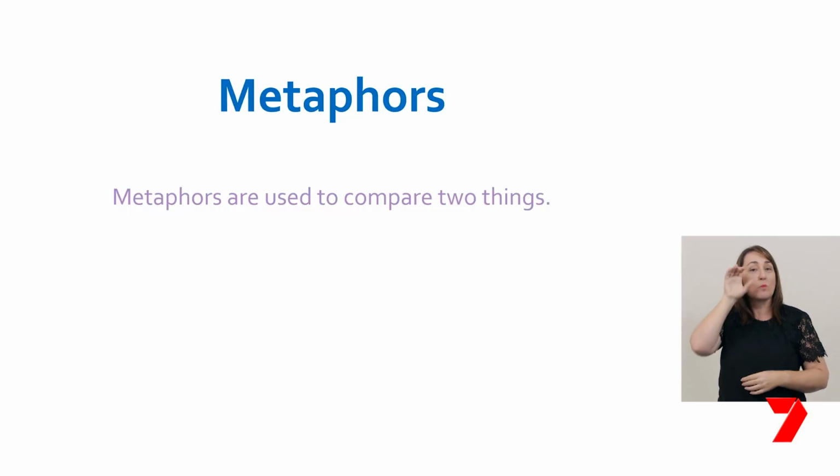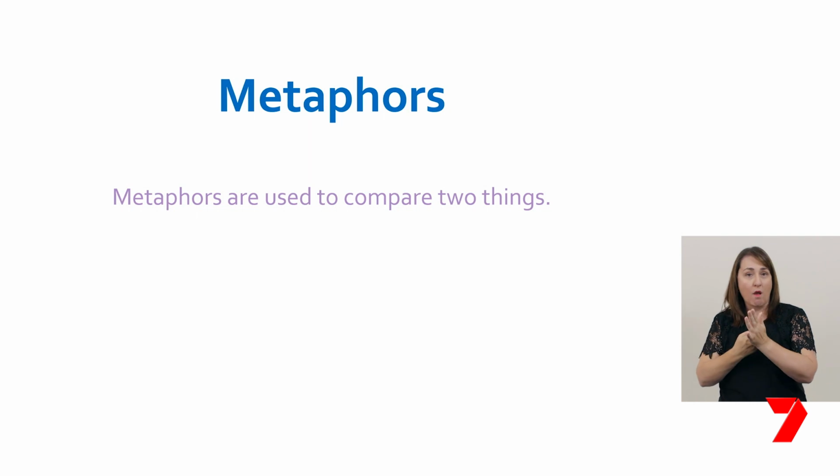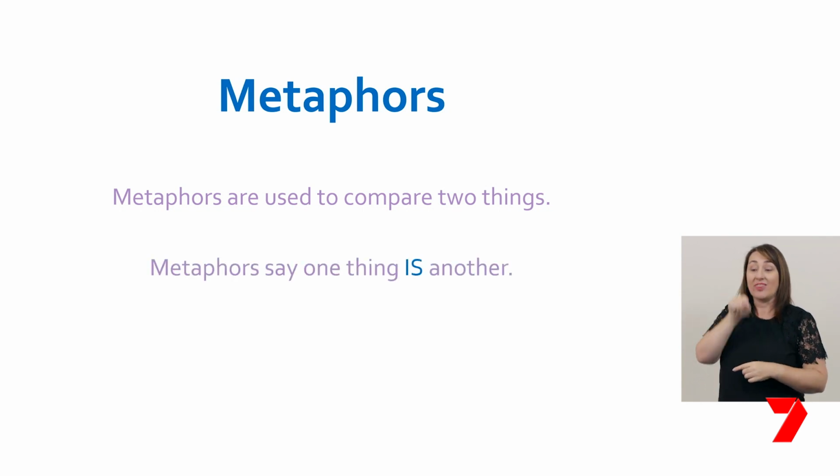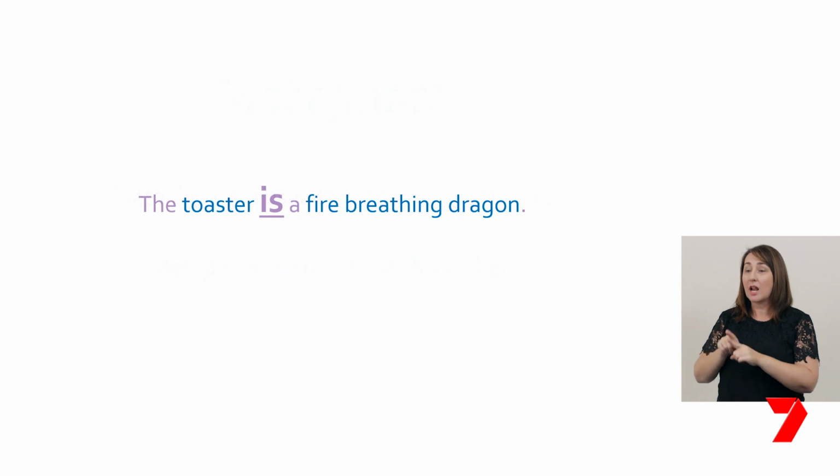Remember, a metaphor is another figurative language device that compares two different things. Instead of using words like or as, metaphors say one thing is another. For example, the toaster is a fire-breathing dragon. In this example, the toaster takes on the qualities of the dragon. This makes it easy for us to understand the toaster is burning hot, just like fire streaming from a dragon. Note the use of the word is in this metaphor, suggesting one thing, the toaster, is being compared to another, a fire-breathing dragon. Okay, why don't you have a go at creating a metaphor?